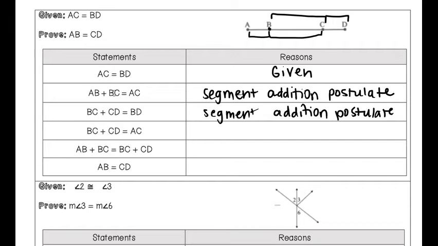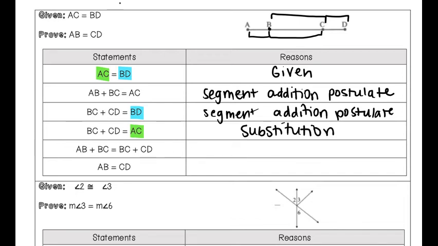So now that I'm on my next line, I can see that I've taken BC plus CD and I've set it equal to AC. So all I did here was I had BD up here. It was equal to AC. So all I'm doing is substituting AC in where BD was above because I know that they were equal because that was given. So that's just my substitution property, or just substitution for my reason.